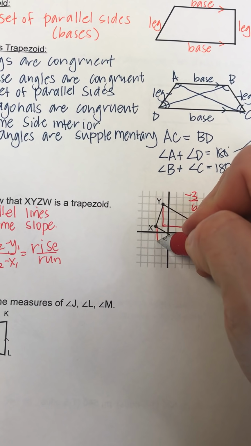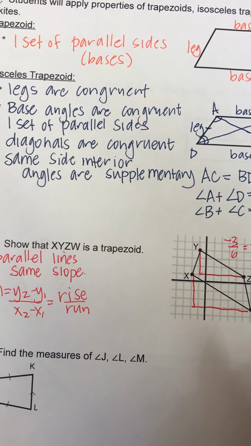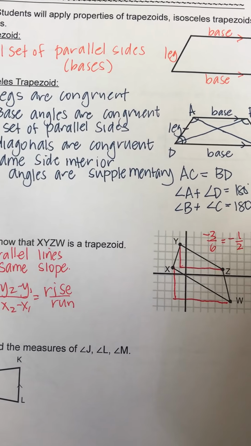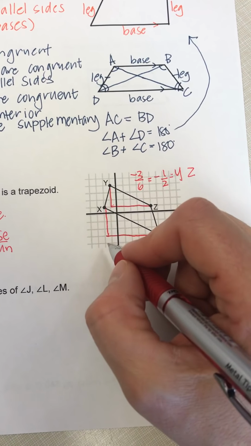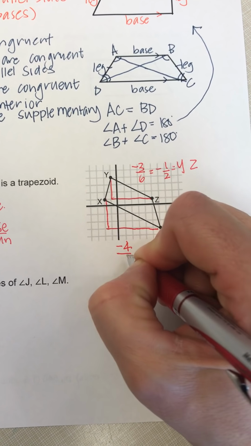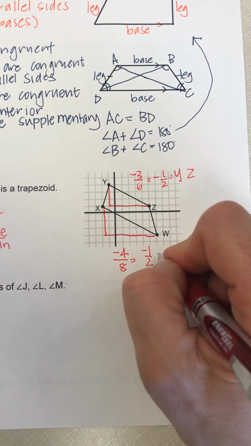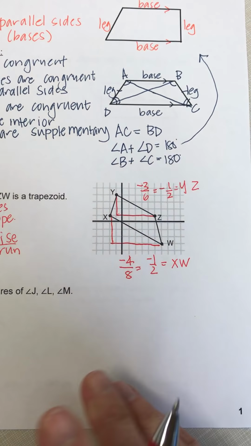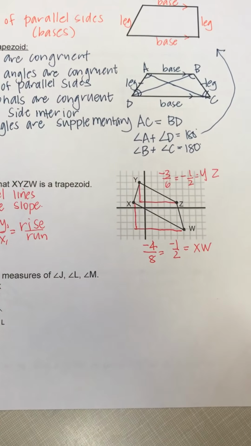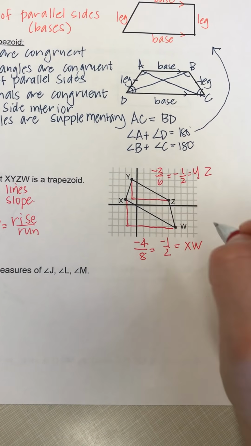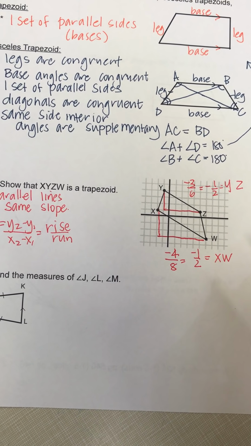And I can do the same thing with X and W. I can go down 4 and over 8, which is also a negative 1/2, which is XW. So since I have the one set of parallel sides, it is a trapezoid. So this is enough to show that. Since I showed those sides are parallel, that's all we need.